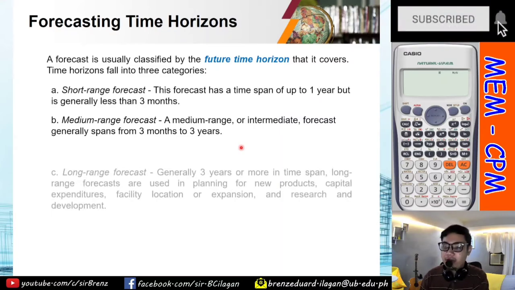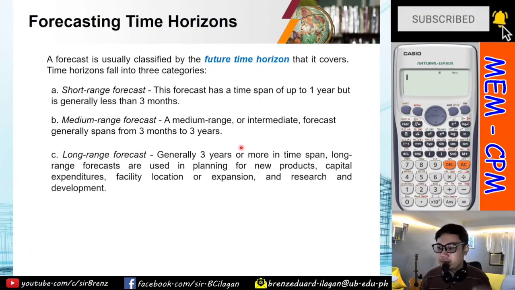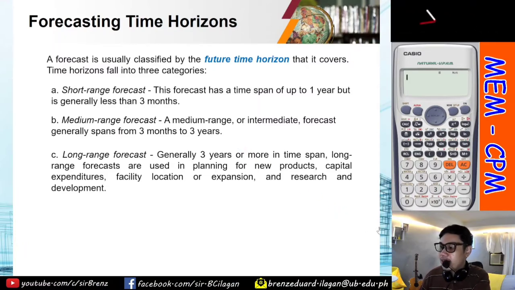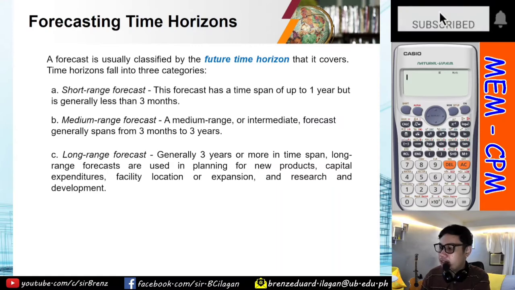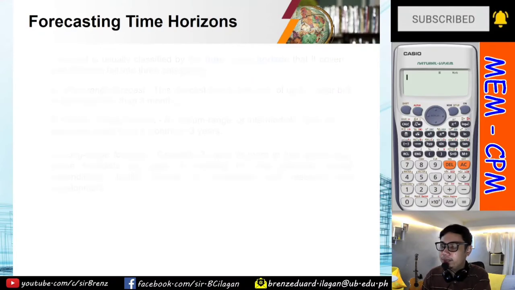And the last time horizon is the long-range forecast. Generally, this is 3 years or more in time span. Long-range forecasts are used in planning for new products, capital expenditures, facility location or expansion, and research and development.